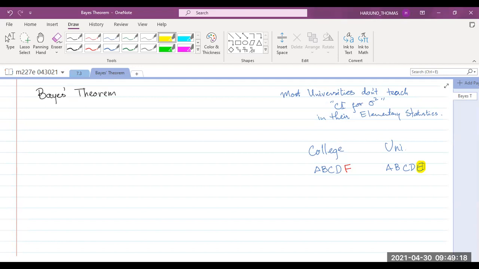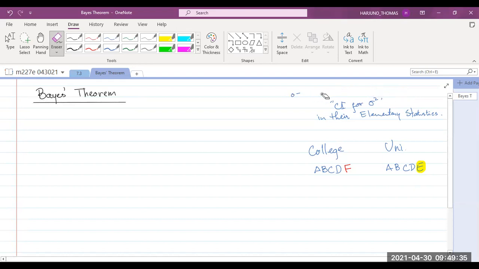Okay, but why do I teach this while it is not in our curriculum? Because when you transfer to university later on, your professor will assume you already know this. And Bayes' theorem is actually very, very useful in our daily life too. And that's why I want to go over this also. Very, very useful. Trust me.